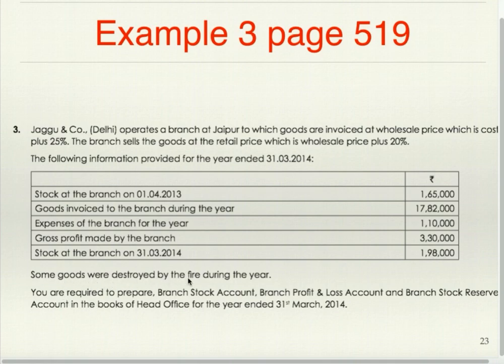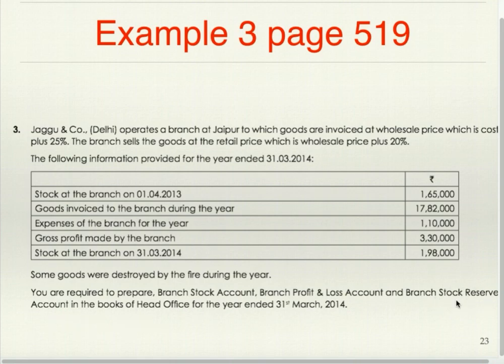Some goods were destroyed by fire during the year. The branch stock account balancing figure will be goods destroyed by fire. You are required to prepare branch stock account, branch profit and loss account, branch stock reserve account.